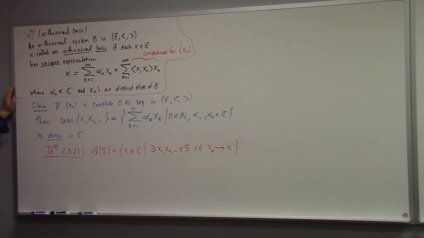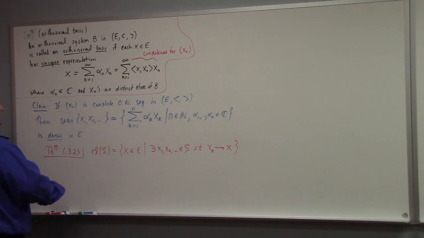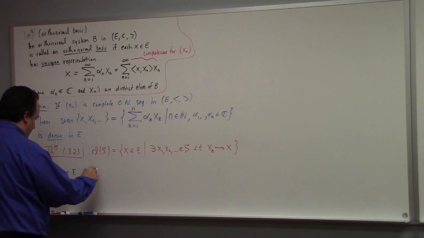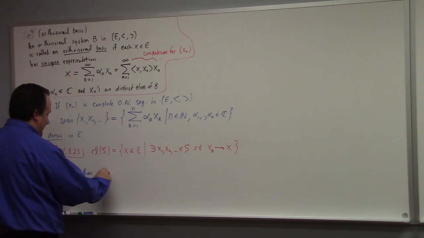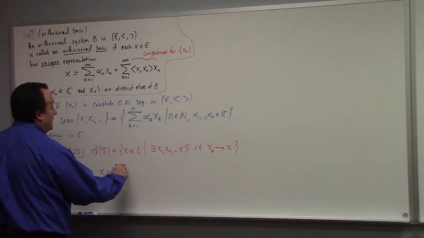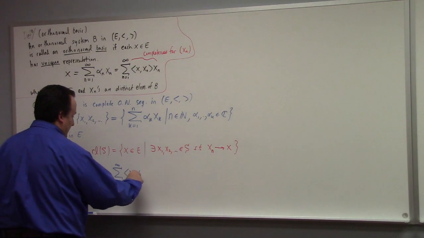So if you take any partial sum of the sequence, that partial sum has to be in the set again. Let me be specific here. The limit of partial sums has to be in the set, right? Let x be an element of E. Then x is equal to the sum, n equals 1 to infinity, of this right here.